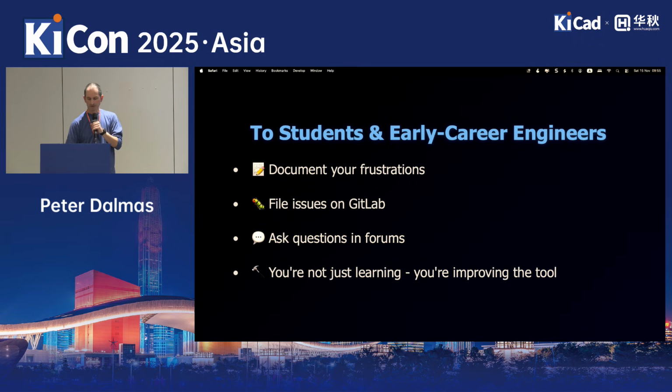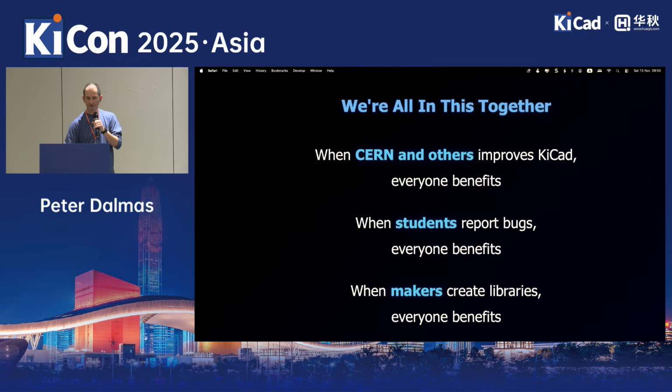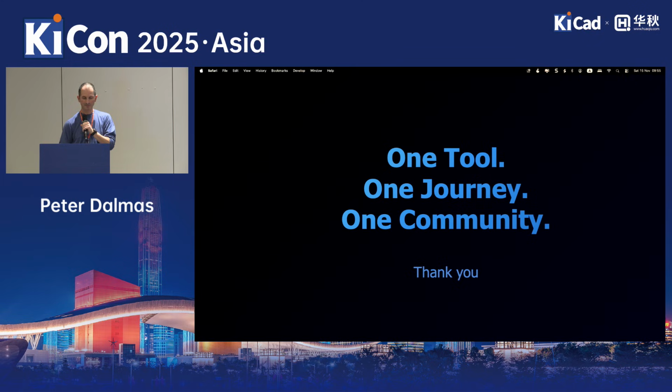And there's a forum as well. You can discuss issues as well, find better ways of doing things. So that's how we improve the tool for everyone. Okay, so we're all in this together. Whatever we do as a community helps the entire community. Whether you are CERN or a big company contributing funds for development time, students or makers creating libraries, we all help each other, and that's the idea. So one tool, one journey, one community.